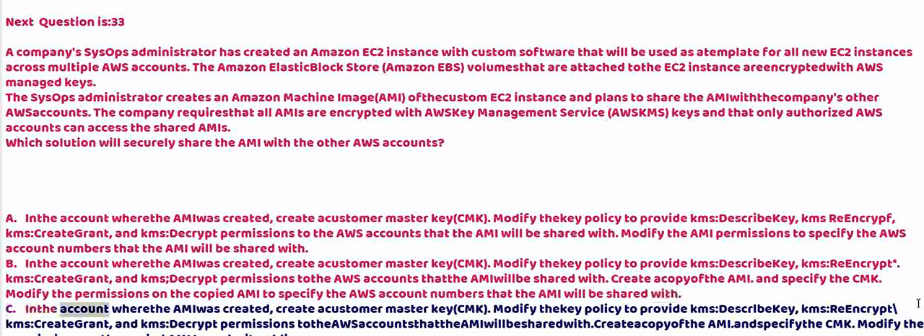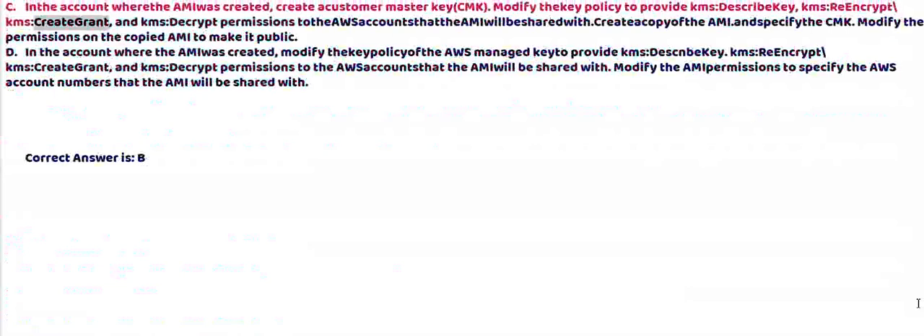C. In the account where the AMI was created, create a customer master key, CMK. Modify the key policy to provide KMS DescribeKey, KMS ReEncrypt*, KMS CreateGrant, and KMS Decrypt permissions to the AWS accounts that the AMI will be shared with. Create a copy of the AMI and specify the CMK. Modify the permissions on the copied AMI to make it public.